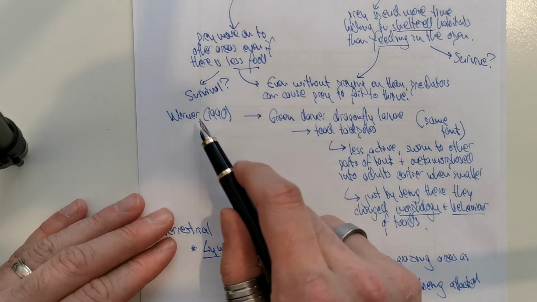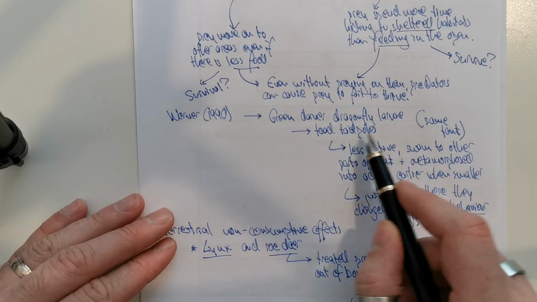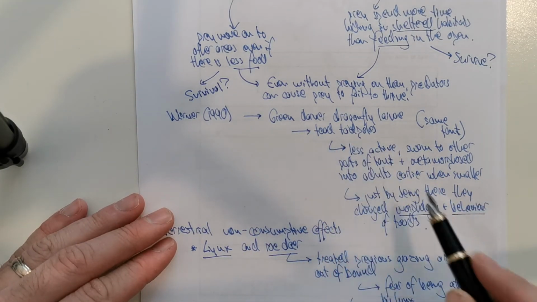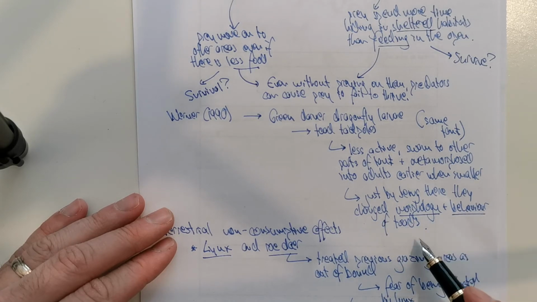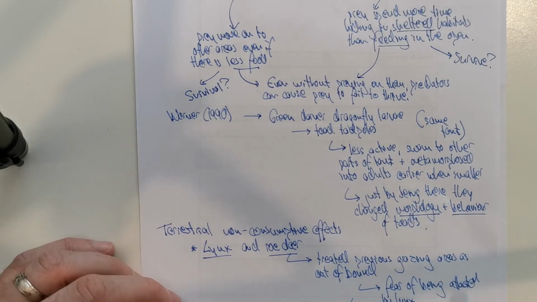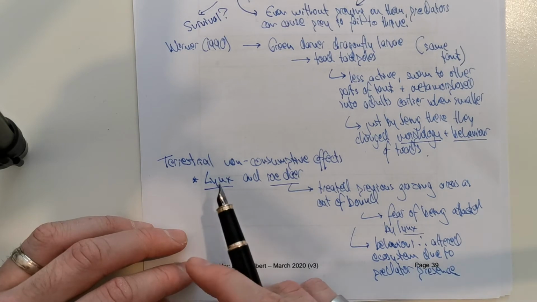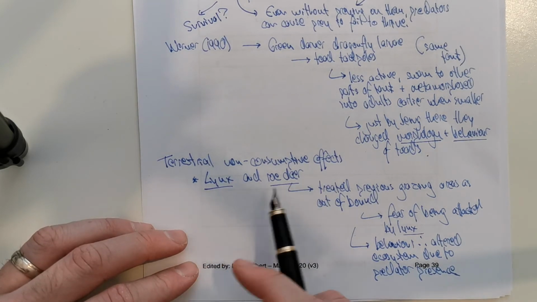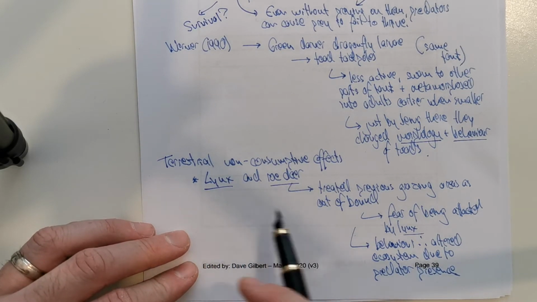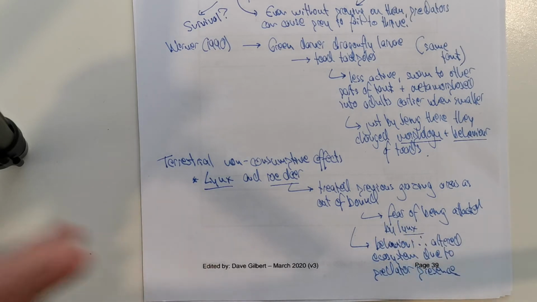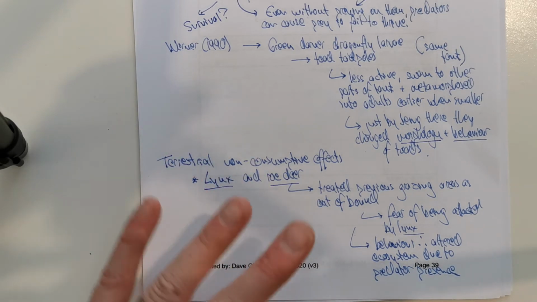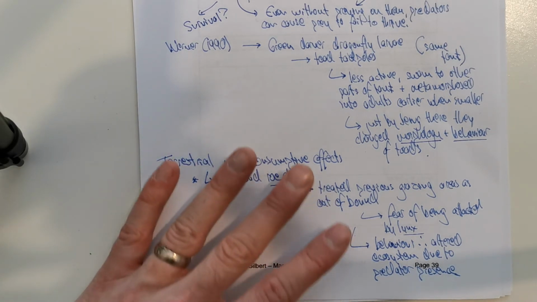The second point was Werner's example of green darner dragonfly and their effects on toad tadpoles, causing them to change their morphology and behaviour just by being there. And then the third point: terrestrial non-consumptive effects, the relationship between the lynx and the roe deer, causing the roe deer to treat previous grazing areas out of bounds just because the lynx might be there. So if you want to go through those and even make your own notes, you can pause the video at various points and use that.